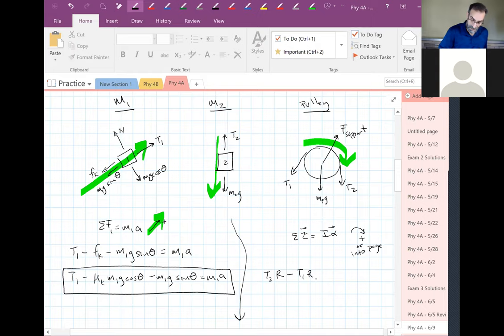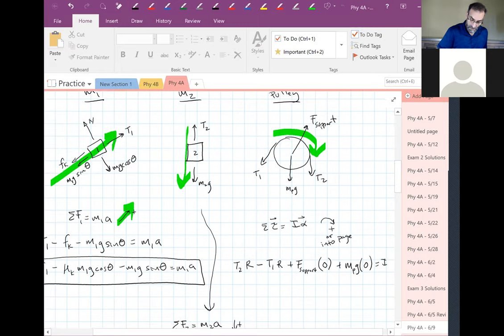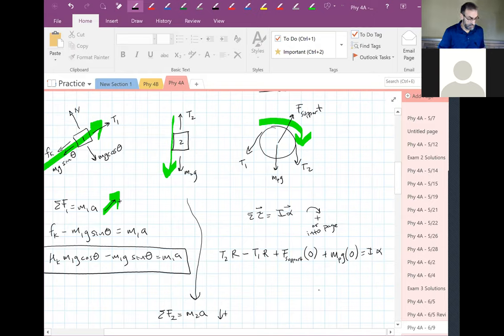I have two other forces here. I'm just going to write them in. I've got the support force, but what is the lever arm there? It's zero. It passes right through. If you extend the line of the force, it passes right through the axle of the pulley, the axis of rotation. It has a lever arm of zero. The support force doesn't cause the pulley to rotate at all. If there were no other forces there, the support force wouldn't cause it to rotate. And our weight also has a lever arm of zero. So those don't do anything for this equation.